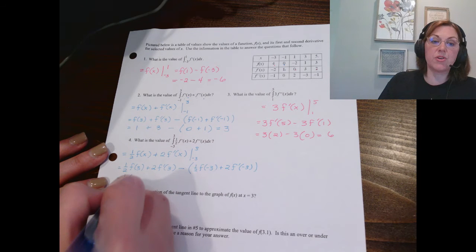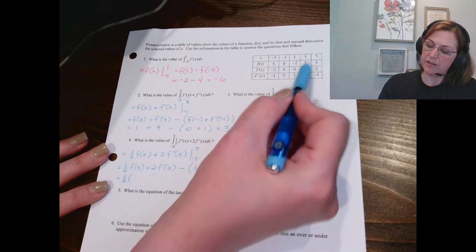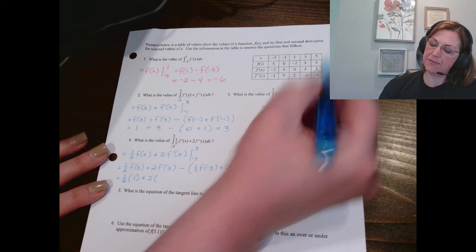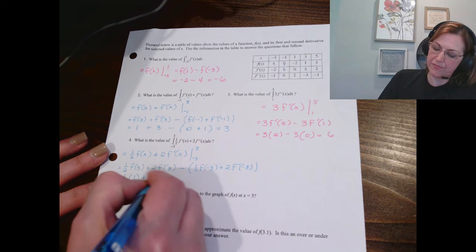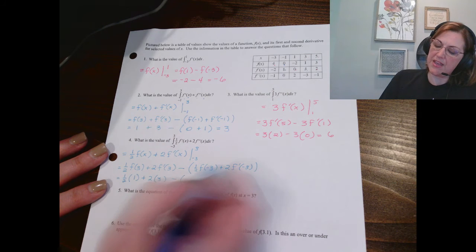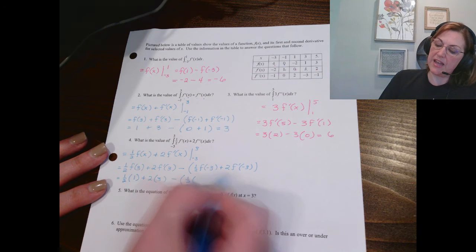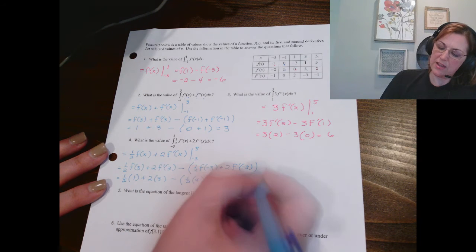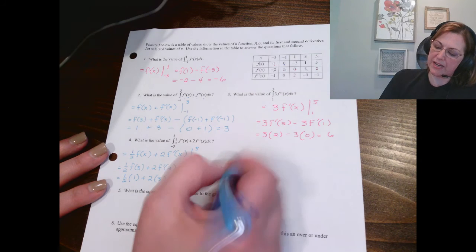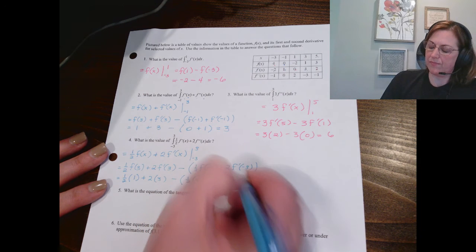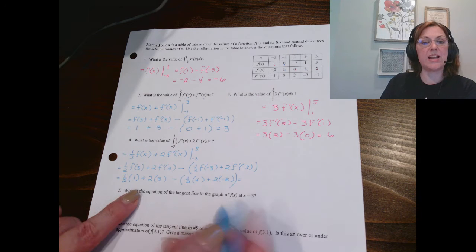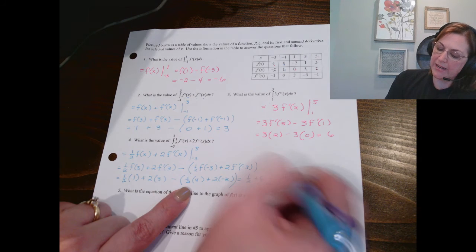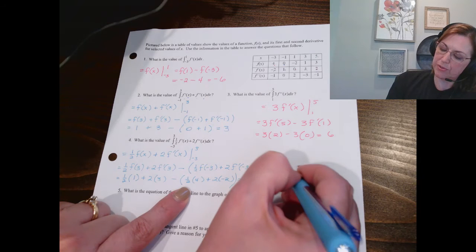Okay, so f of 3 is 1, and f prime of 3 is 3. And then I've got f of negative 3 is 4, and f prime of negative 3 is negative 2. Okay, so I've got a half plus 6 minus 2 plus negative 4.